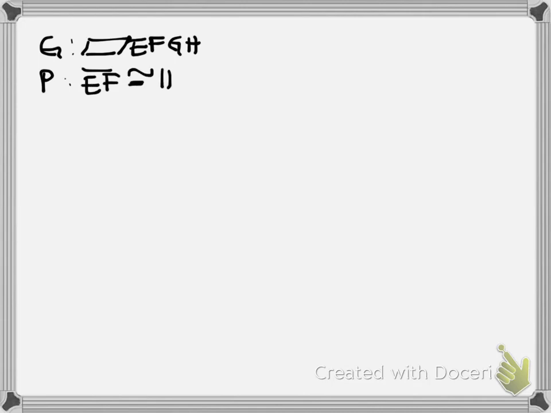All right, so next, let's do a proof. And we're going to prove Theorem 5.1. So our given is that we have a parallelogram EFGH, and we want to prove that segment EF is congruent to segment HG, and segment FG is congruent to segment EH.